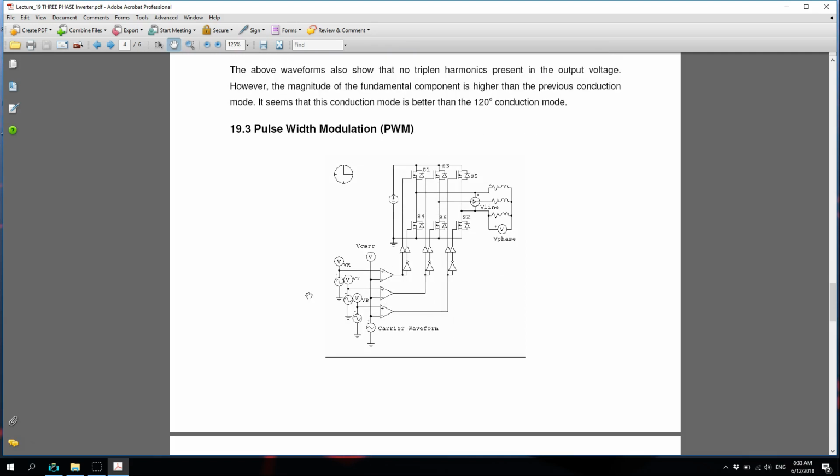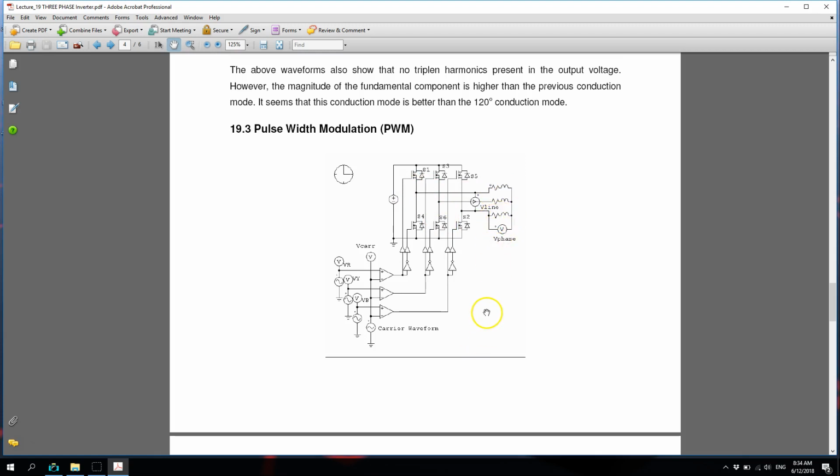And finally, as I mentioned, pulse width modulation gives really interesting waveforms. So it is also used in the three-phase inverter. So how do we produce the output voltage with pulse width modulated signals? We still have the same circuit, switches S1, S2, S3, S4, S5 and S6, and then that goes to phase 1 resistor, phase 2 resistor, and phase 3 resistor.